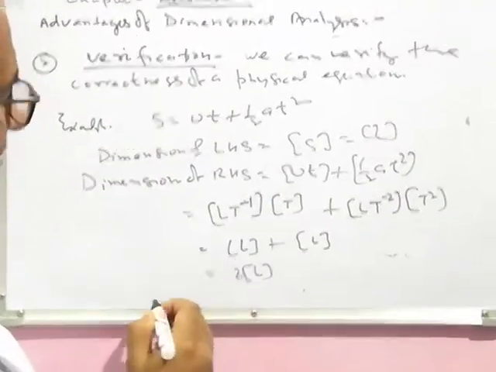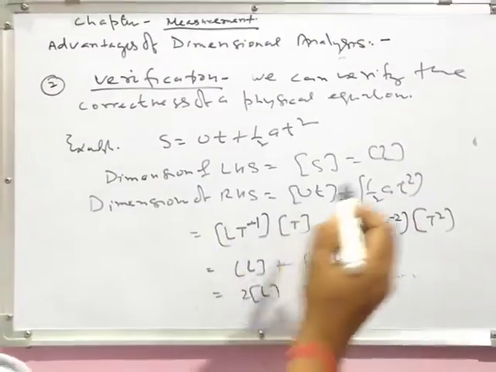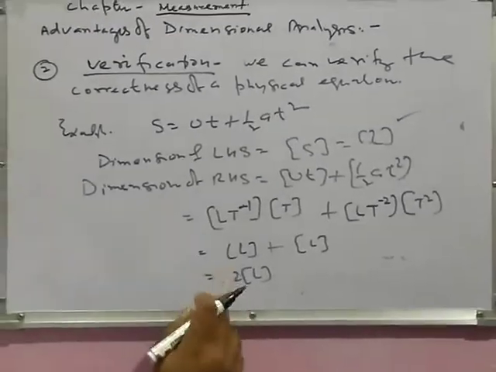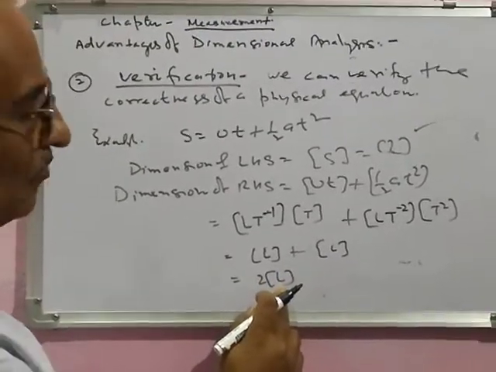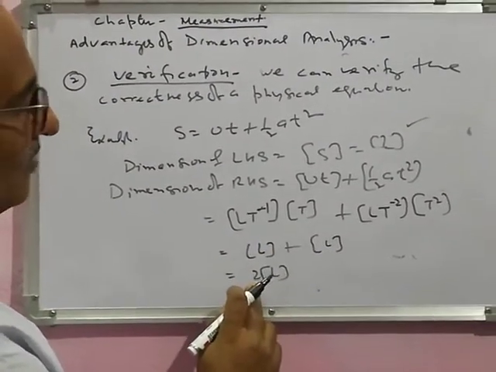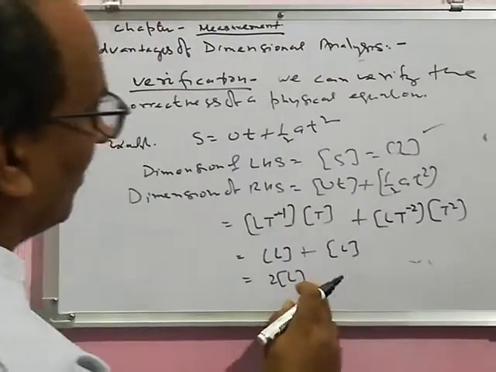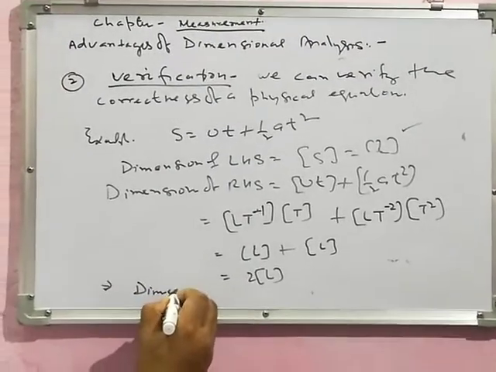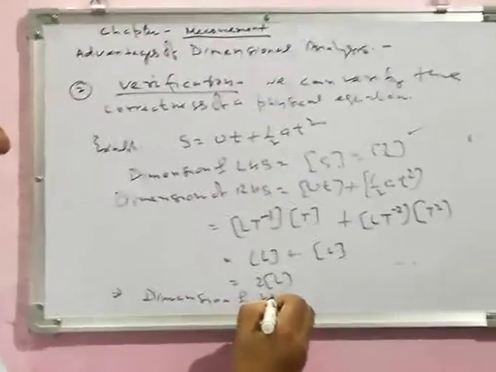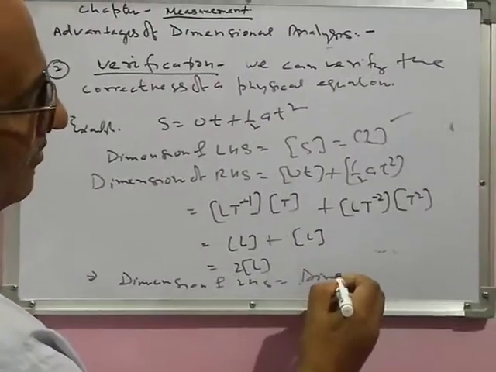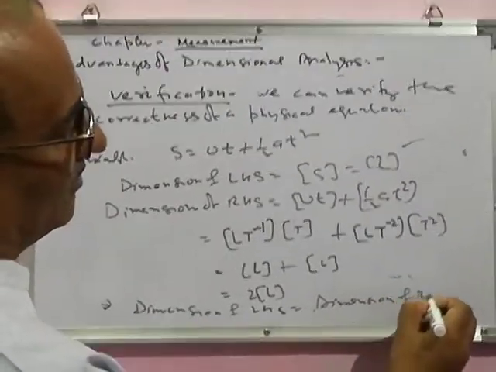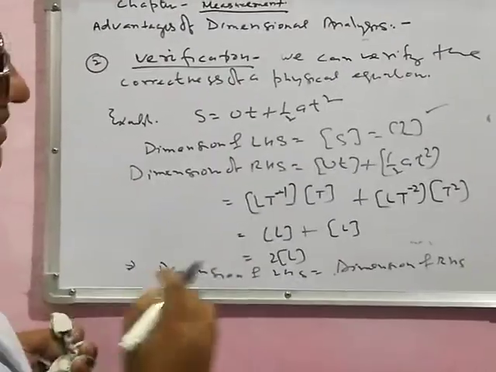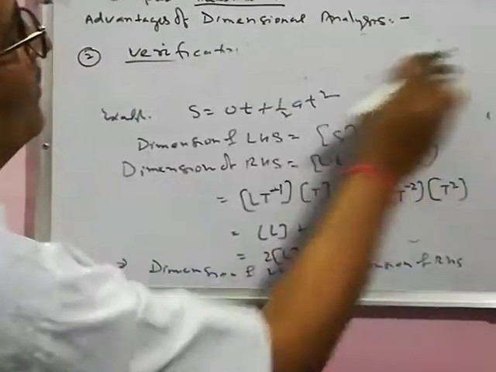Now let us see, here the dimension of LHS is 1 in length, and in RHS also the dimension is 1 in length. Half is a coefficient, it is not included in dimensions. So we see that the dimension of LHS is equal to the dimension of RHS. Therefore the given equation is correct according to the principle of homogeneity.